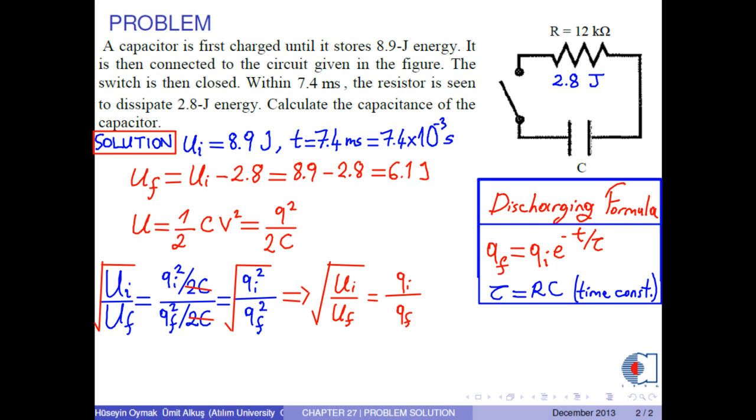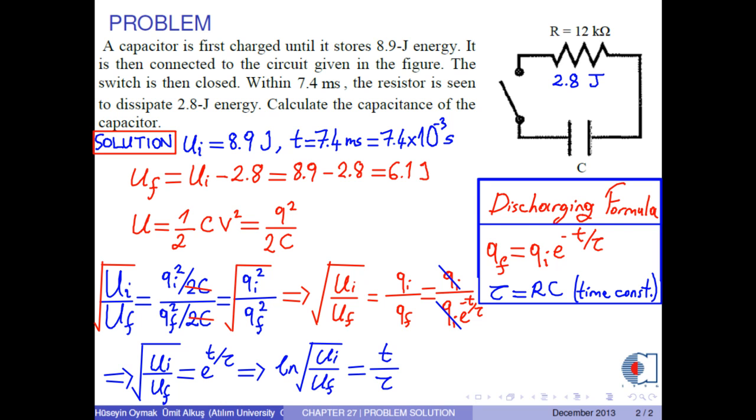Q final has the formula Q initial times e to negative t over tau. So the right hand side becomes e to t over tau. Natural logarithm of both sides is ln of square root of U i over U f equals t over tau. Tau is R times C. From this, we obtain an expression for C as t over R times ln square root of U i over U f.